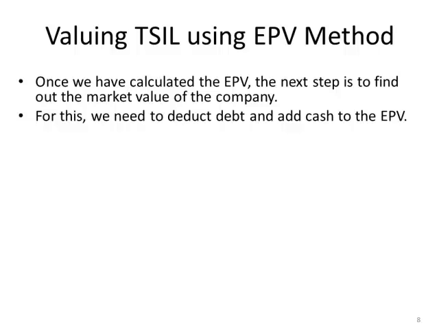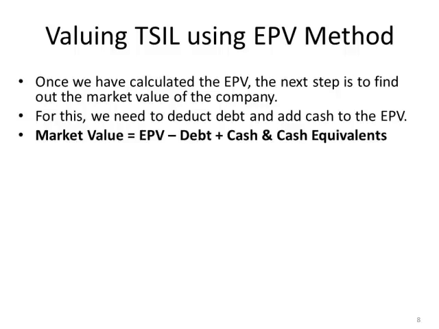So what we need to do is deduct debt and add cash to the EPV. The reason we deduct debt is because we want to strip away the value of the company that belongs to the debt holders, and we also want to add back the cash that the company has, because that adds to the company's value. So the market value is going to be the earnings power value less any debt plus all its cash and cash equivalents.